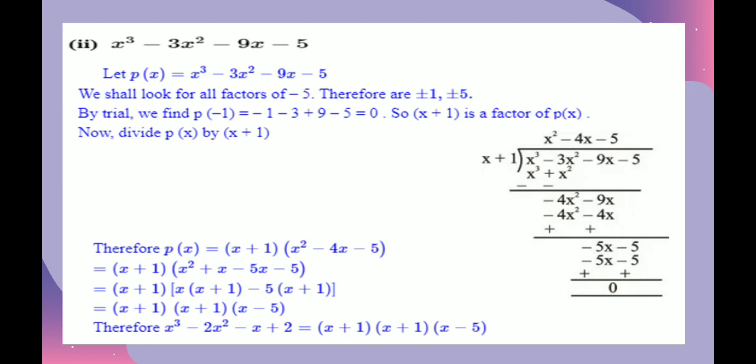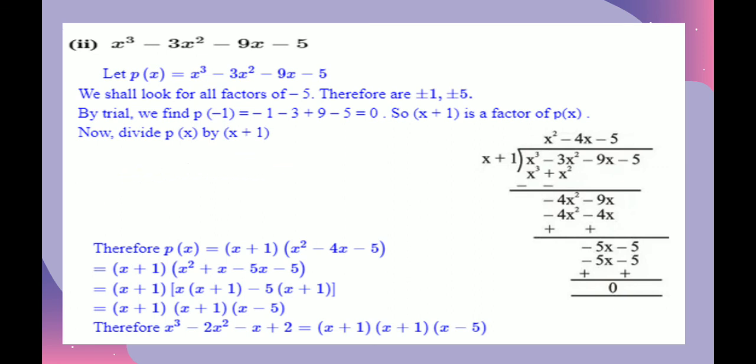Now, solving the second part, x cube minus 3x square minus 9x minus 5. Let p(x) equal x cube minus 3x square minus 9x minus 5. We shall look for all factors of minus 5. Therefore, these are plus minus 1 and plus minus 5. By trial, we find p(-1) = -1 - 3 + 9 - 5 = 0. So, x plus 1 is a factor of p(x). Now, divide p(x) by x plus 1.